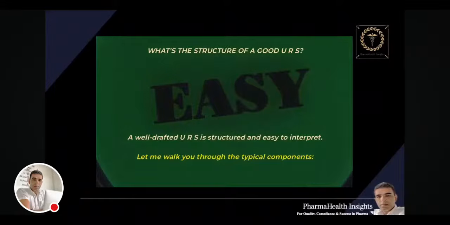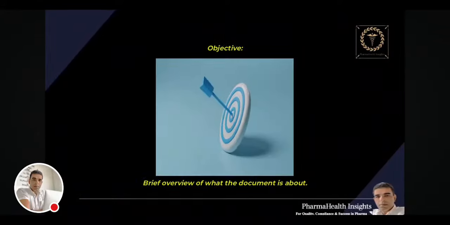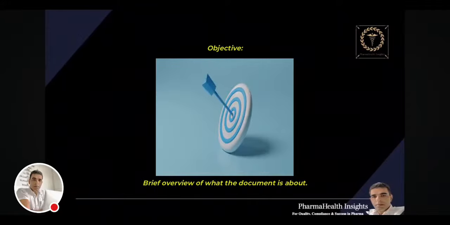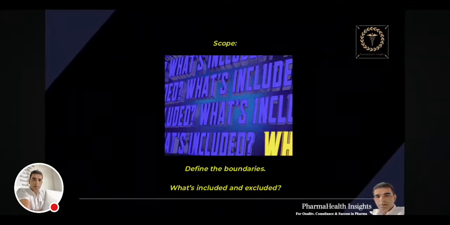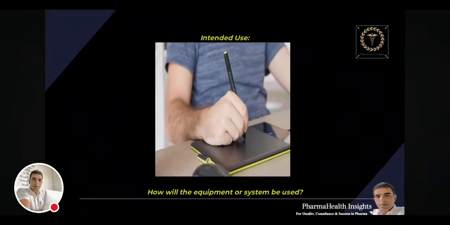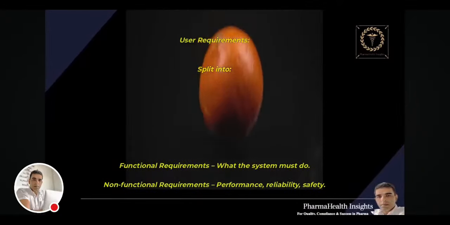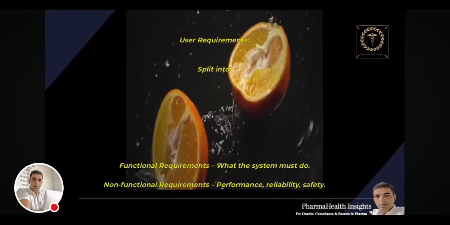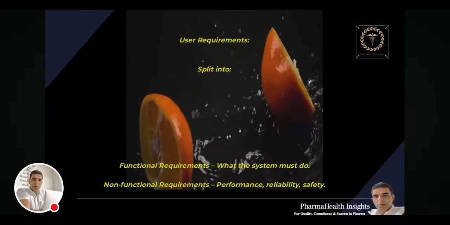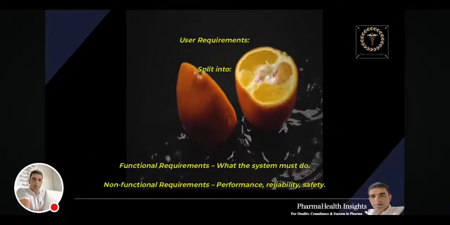What's the structure of a good URS? A well-drafted URS is structured and easy to interpret. Let me walk you through the typical components. Objective. Brief overview of what the document is about. Scope. Define the boundaries. What's included and excluded? Intended use. How will the equipment or system be used? User requirements. Split into functional requirements. What the system must do. Non-functional requirements. Performance, reliability, safety.